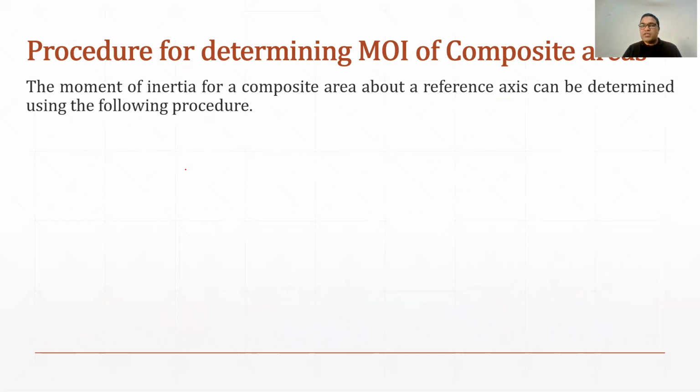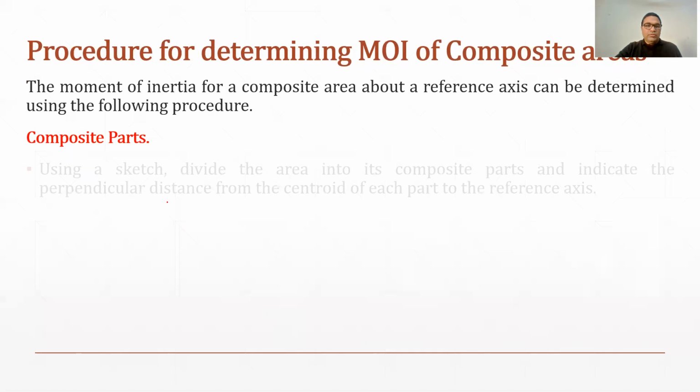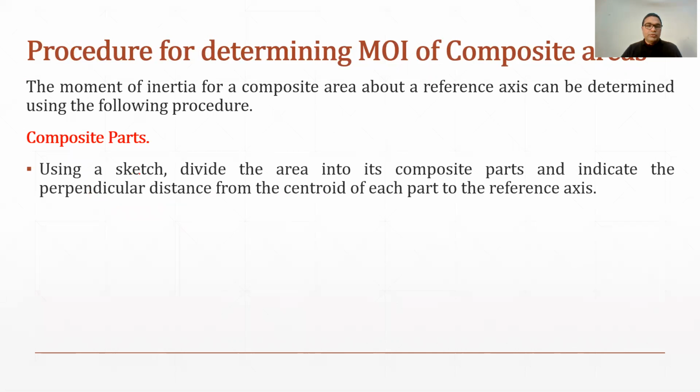So what is the procedure for determining the moment of inertia of a composite area? That we will see. Our first step is to understand the reference axis about which we have to find the moment of inertia of the composite area. The first step is to identify the composite parts. We have to first divide the area into composite parts. For example, this is a T section. In that case, we first divide the area, say as rectangle 1 and rectangle 2. So our first step is to divide the area.